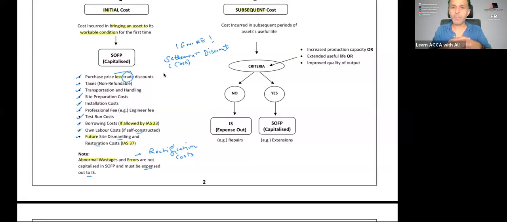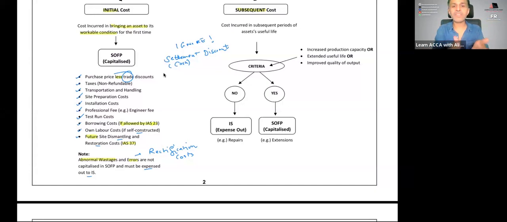Because the plant was purchased from abroad, to bring it into my country I have to pay taxes at port, non-refundable. And many taxes other than that, those non-refundable ones will be added. Shipping to my premises, transportation and handling cost. After it has arrived at my premises, installation will make me incur site preparation cost. That will make me hire an engineer who has to come and install the plant. So professional fees. If my own labor is involved, my own labor cost will be added.